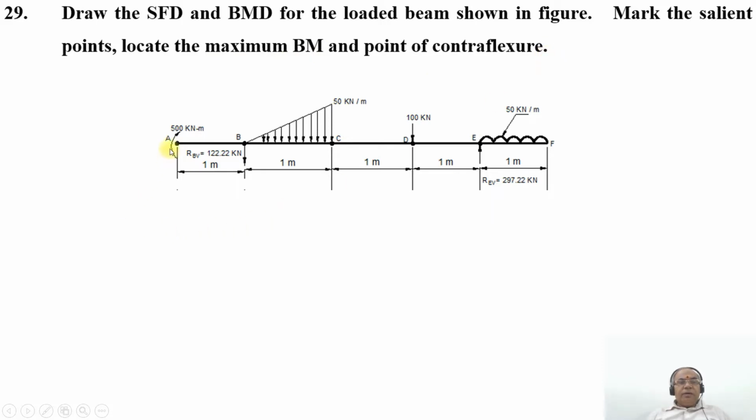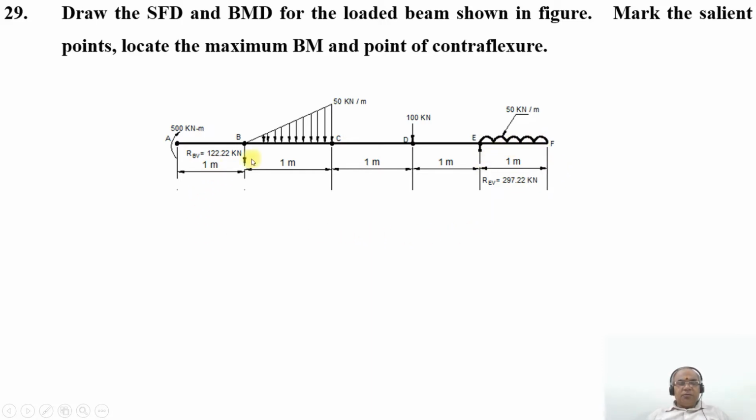So here we have a beam having 5 meters length, having at point A a clockwise couple of 500 kilonewton meter. From B to C, you have a uniformly varying load of 0 at B and 50 kilonewton per meter at the point C for a span of 1 meter. At point D, you have 100 kilonewton acting downwards. Between E and F, there is 50 kilonewton per meter for a span of 1 meter.